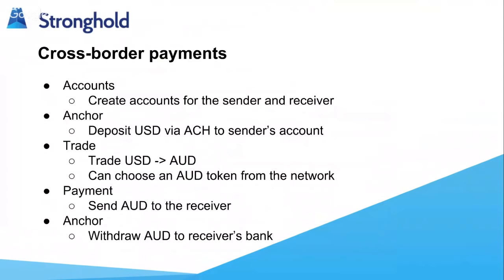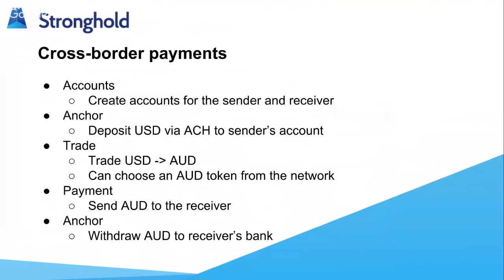What you will now do is send the Australian dollars to the receiver. So again, use the payment API. Now the receiver has Novatti-issued Australian dollars in their account. You use the anchor service to withdraw that to the receiver's bank account. And that will be a domestic bank transfer in Australia. So to the sender and receiver, they didn't need to interact with any blockchain behaviors.